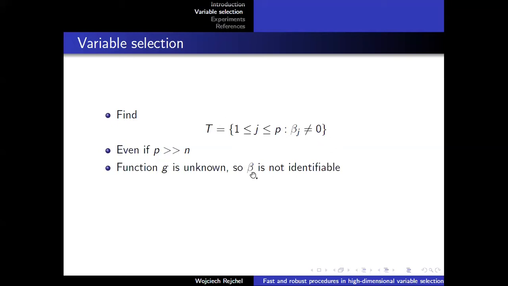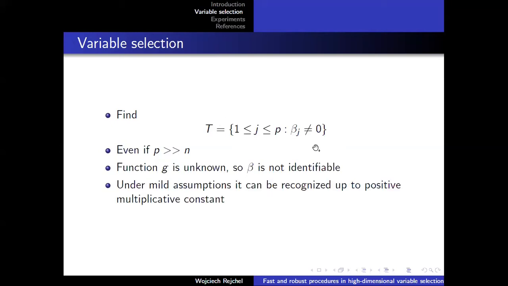So first, I do not need the intercept of beta. It gives me nothing. And in fact, I'm not interested in estimating magnitudes of beta. I just want to know if they are zero or non-zero. And I will show you that under some not restrictive assumptions, we can recognize the vector beta using our procedures up to a positive multiplicative constant, which is enough to be able to select the set T.